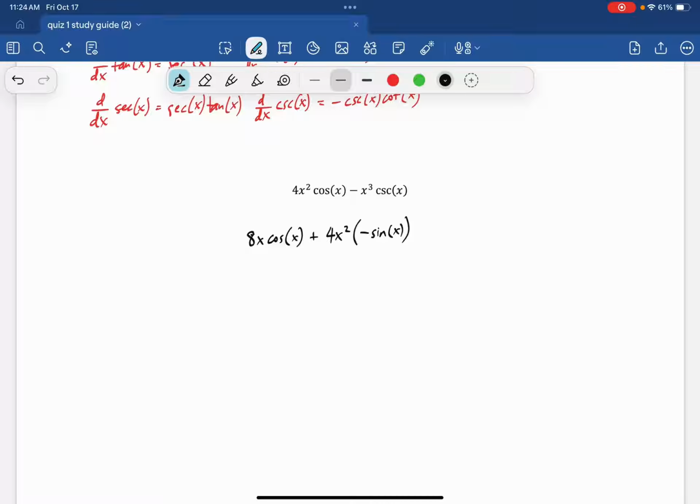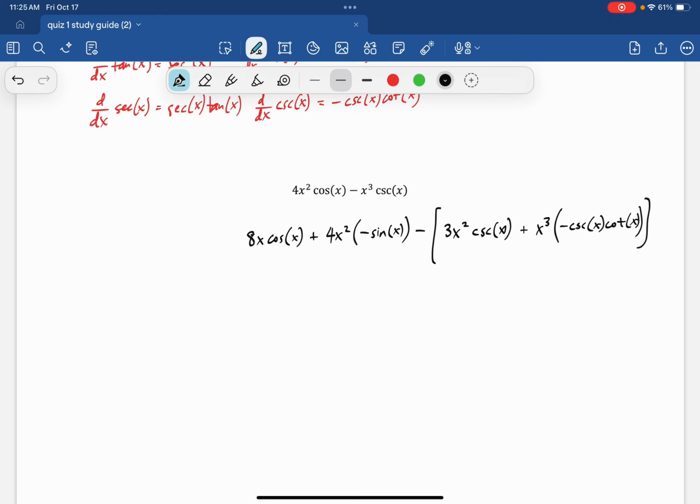Okay, so that's my first term. And then my second one, be careful about this minus sign. Make sure not to forget that you need to have a parentheses around the derivative of what you're going to calculate here. So first, I'm going to calculate the derivative of x cubed, which is 3x squared, and that's times cosecant x, plus x cubed times the derivative of cosecant, which is minus cosecant x cotangent x.